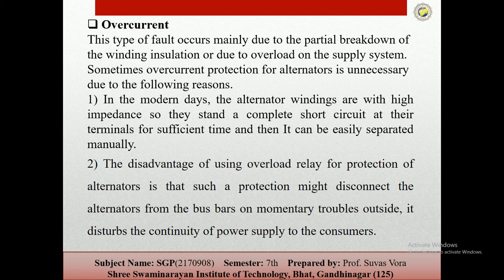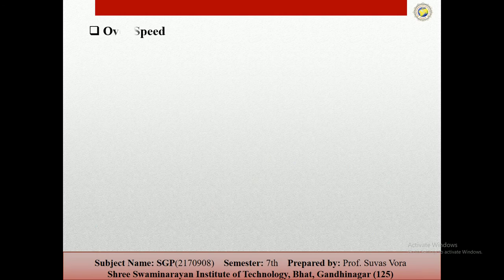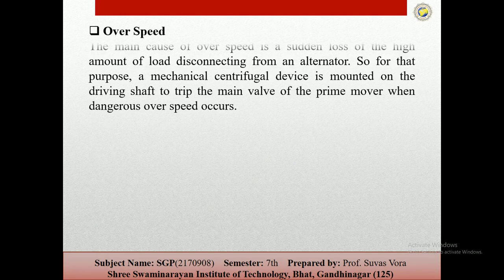And the disadvantage of using the overload relay for the protection of the alternator is that such a protection might disconnect the alternator from the bus bar on momentary troubles outside, so it disrupts the continuity of the power to the consumers. Then after that, the overspeeding.